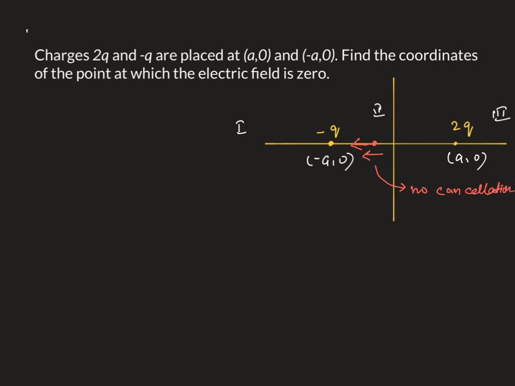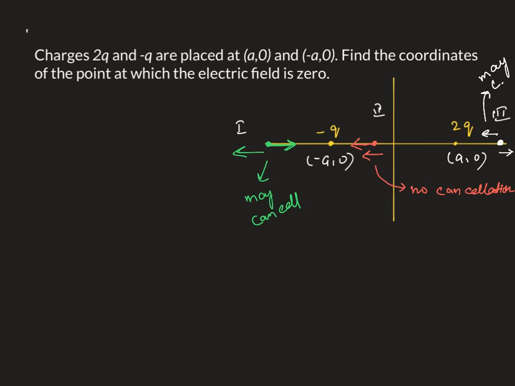Let's take another one. This region here. For the negative charge, it is towards the charge. For the positive charge, it's away from the charge. And since they are in opposite directions, there is a possibility they may cancel. Likewise here in region 3, due to positive charge away from the charge, due to negative charge towards the charge, and since they are in opposite directions, again they may cancel.